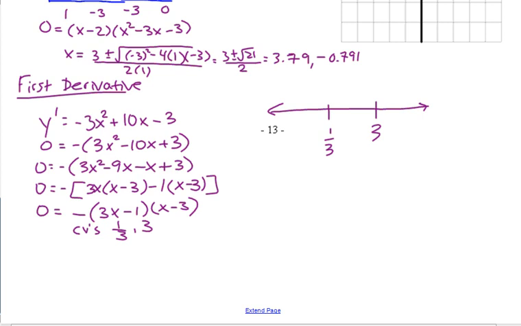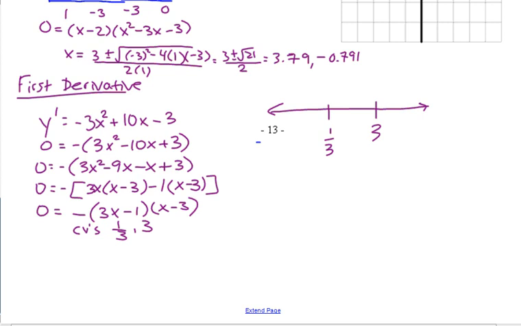You with us? I'm with you entirely. Okay, now here's where you have to be very careful with your interval test. Why do you have to be careful? The negative on the outside counts. Okay, give me a number less than a third. 0. Okay, so we have a negative.